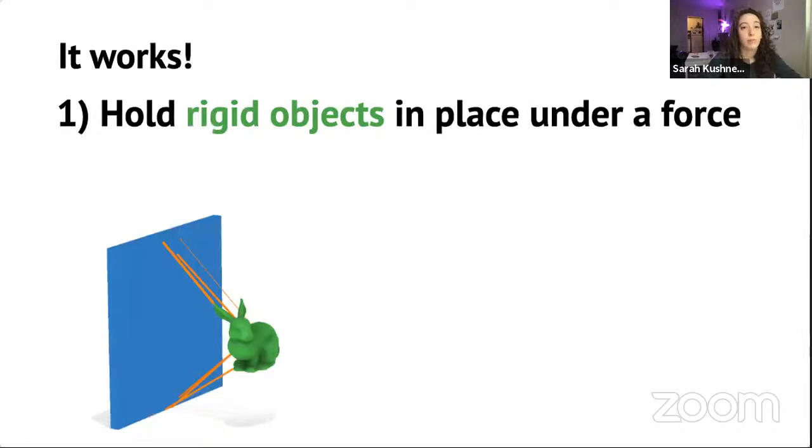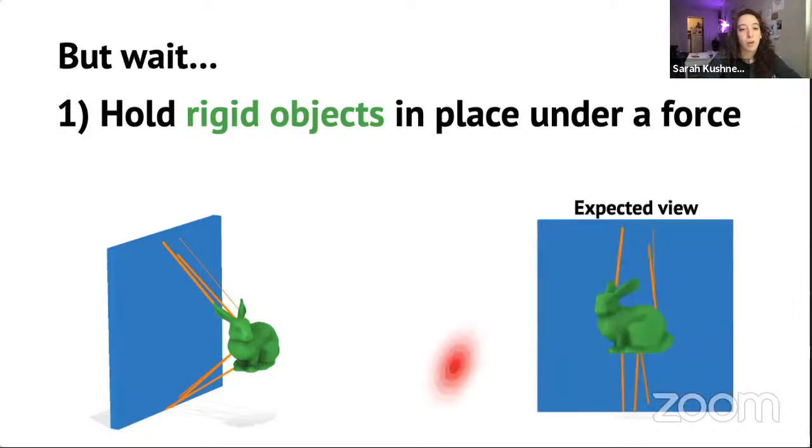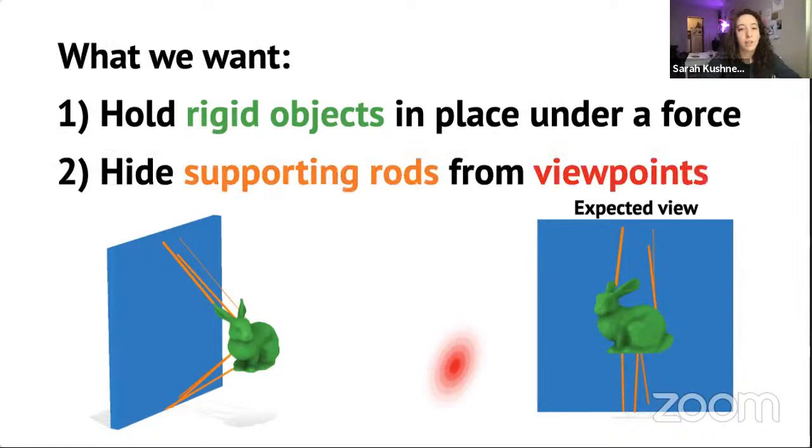So our first goal is completed. The bunny holds up underneath a force, but from the expected viewpoint, the rods are very visible. So we need to address our second goal, which is to hide the supporting rods from the viewpoints. So we want our solution to look more like this.